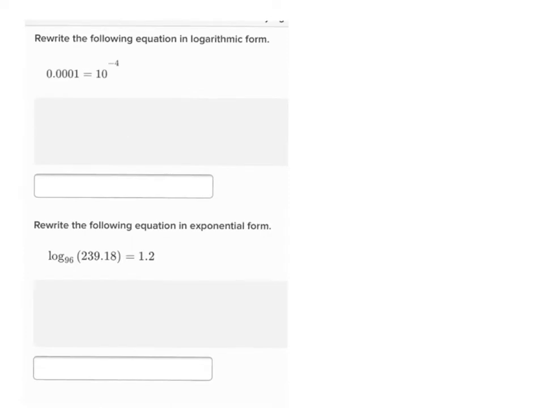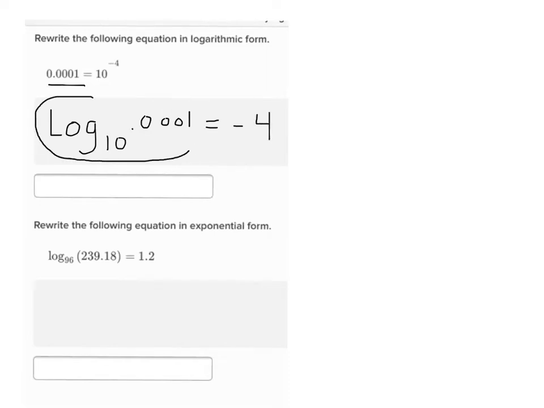So up top, right here, it says rewrite the following in logarithmic form. So you know your base right here, the base of the exponent, is also going to be the base of the logarithm. So log base 10 of 0.0001 has to equal -4. And if you want to check it, you can type in your calculator log base 10 of 0.0001, and it should give you -4.